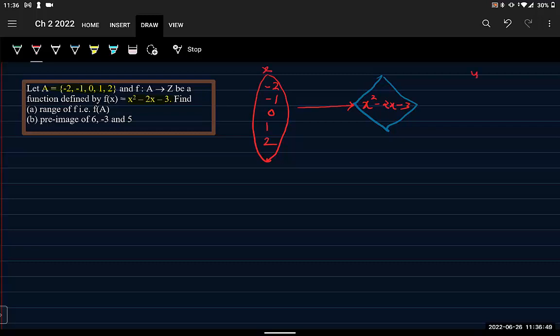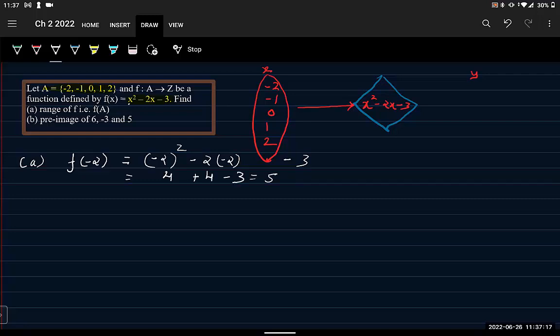Then we have to find the values of y. So we'll substitute values of x in the function to find the range. First, we'll find f of -2. F of -2 means instead of x, wherever we have x in our equation, we'll write just -2. So substituting -2 over here, we'll get -2 square, that is 4. 4 plus 4, 8. 8 minus 3 will be 5. So when x is -2, value of y comes is 5.